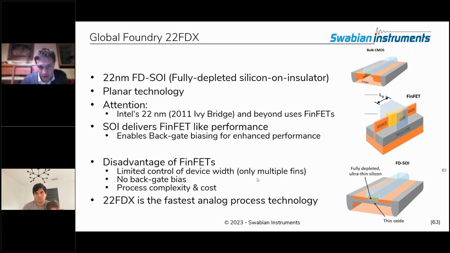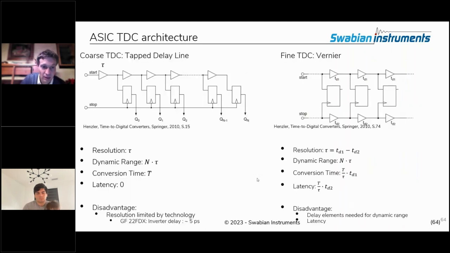And in this way, according to our estimation, 22 nanometer FDX should really be the fastest analog process that is around today, and that's why we chose this one. And that's the basic idea of the ASIC TDC.